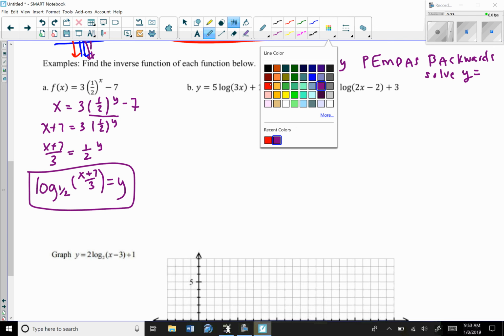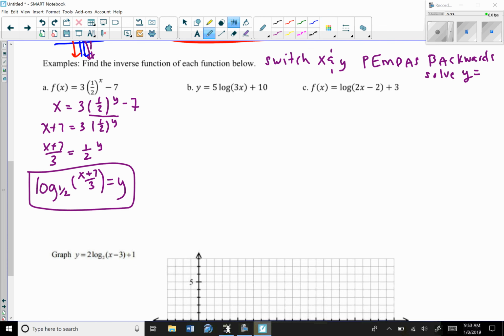Looking at the next one, same thing. Switch your x and your y. So x is equal to 5 times the log of 3y plus 10, and then you're going to do your PEMDAS backwards. So get rid of addition and subtraction. So x minus 10 is equal to 5 log of 3y. Get rid of multiplication and division, so divide by 5. So x minus 10 over 5 is equal to the log of 3y.